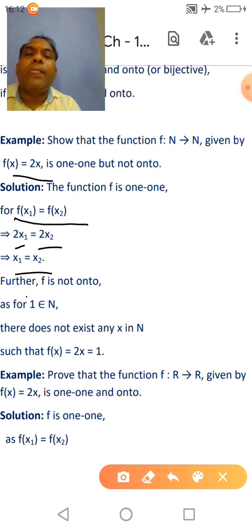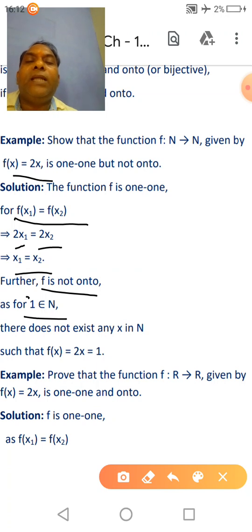So the function is a 1-1 function because f(x1) is equal to f(x2) gives x1 is equal to x2. Clear? Now in the case of onto, f is not onto because for 1 belonging to natural numbers, there does not exist any x in natural numbers such that f(x) is equal to 2x is equal to 1. Clear? So we can say that the given function is not onto.